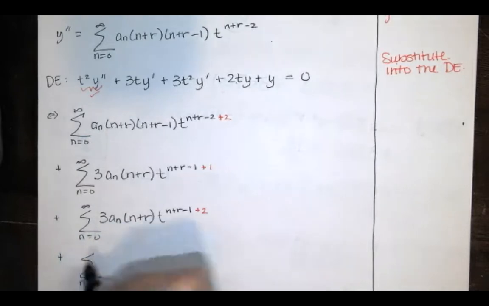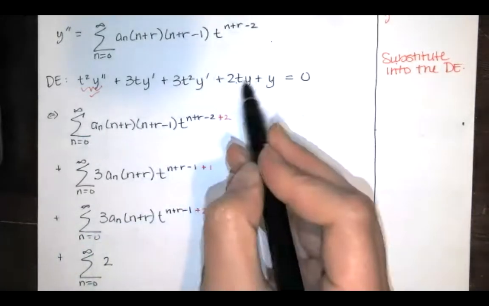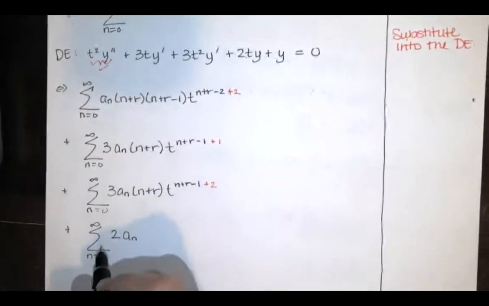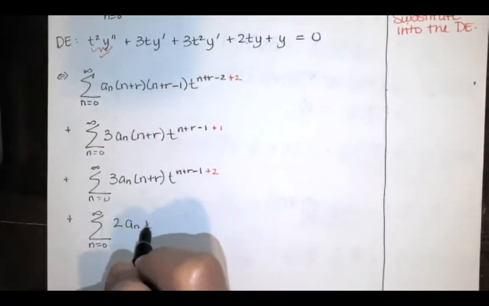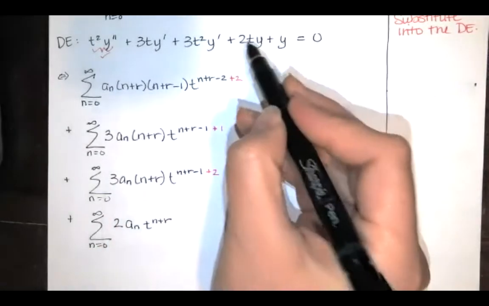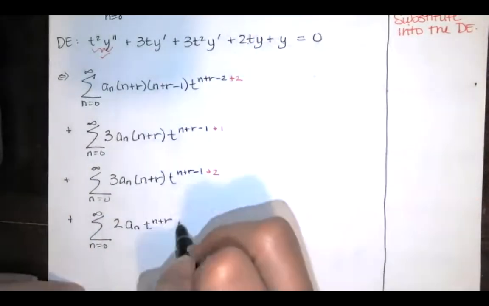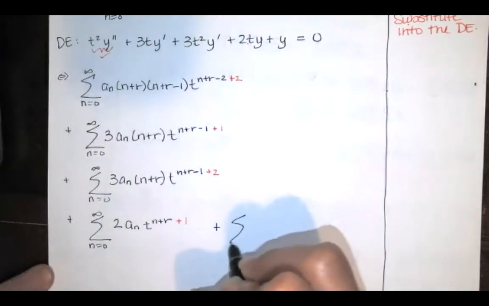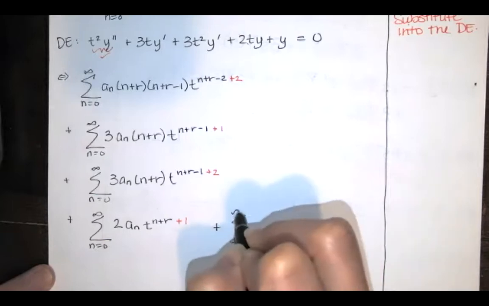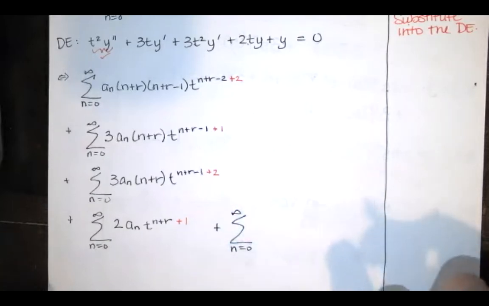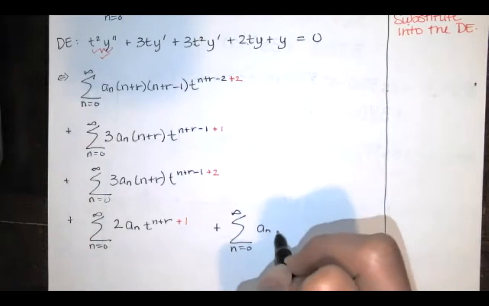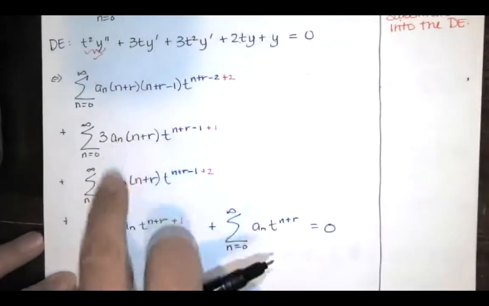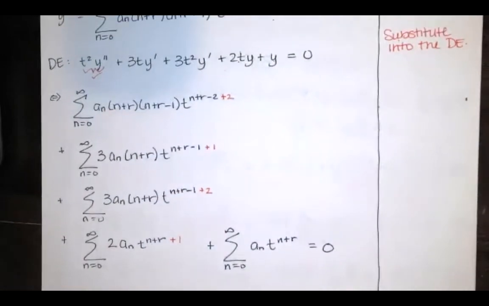And then I want to have 2 here, and I've got t times y. Y was the sum as n goes from 0 to infinity of a sub n times t to the n plus r, and I'm multiplying by an extra t, so I want to add 1 to that exponent, and then we'll just add y. So when you do this, you're going to do pretty much the same thing that you did with series solutions about an ordinary point. We've got these 1, 2, 3, 4, 5 series that we need to add together.